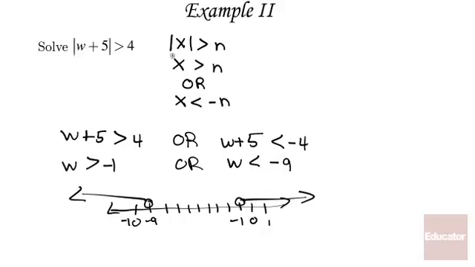So this time I had an inequality in the form, the absolute value of x is greater than n. So my two related inequalities were these two, which I solved out, and my solution set is all of these values and all of these values, where w is greater than negative 1 or w is less than negative 9.